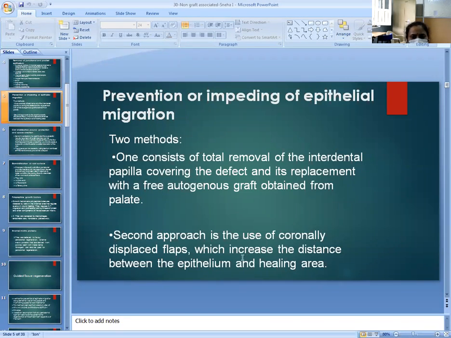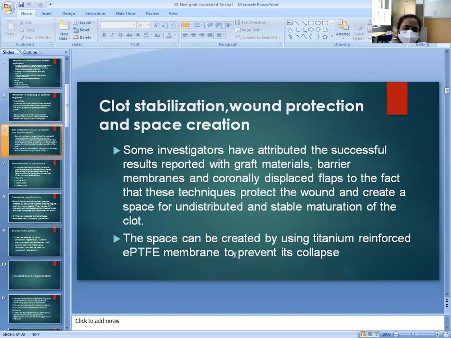The second approach used is the coronally displaced flap. It means the flap present during the surgical procedure should be pulled coronally, so that the distance between the epithelium and the healing area is increased. So epithelial cells will not run faster, and even if they do, the area of the wound will not be occupied by them.